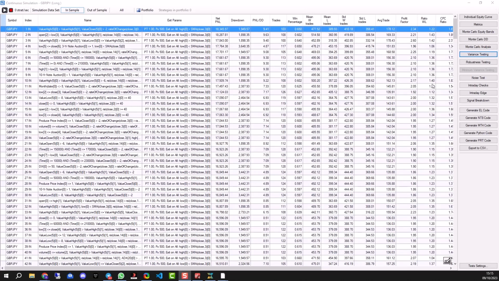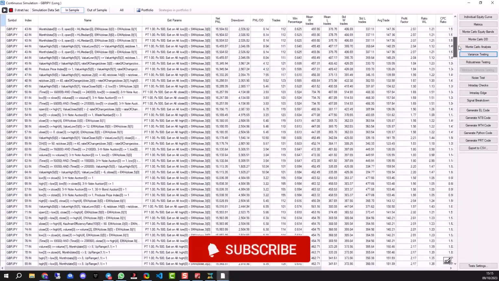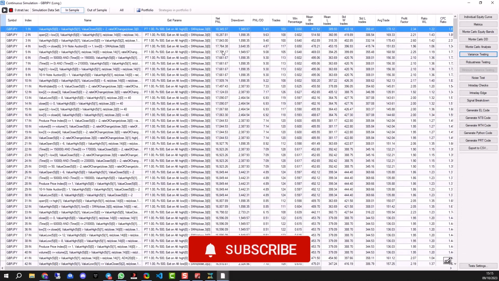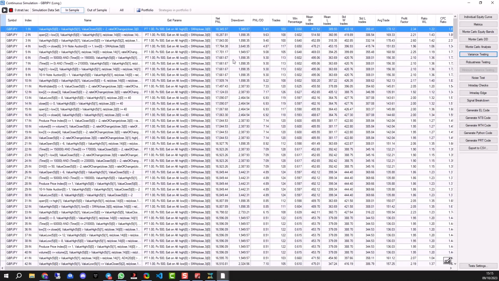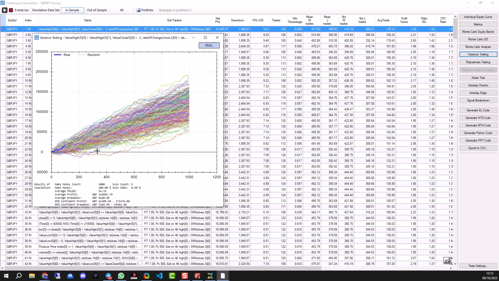So once the program has finished running, you can see it's found a lot of potential strategies. Now what quant traders will do is run further tests on each strategy to see that they are suitable. So let's take this top one for example. We can now do what's called variance testing. So this is an example of a variance test, and each one of these coloured lines, you can see there are literally hundreds of them, represents a different test that has been run on this particular strategy.